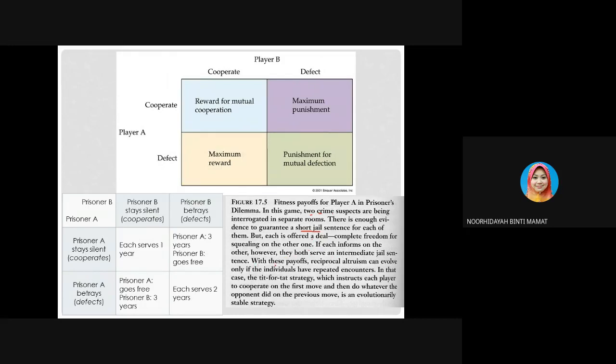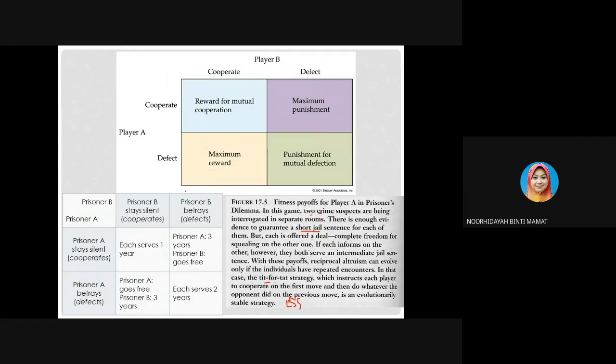Okay. With this payoff, reciprocal altruism can evolve only if the individuals have repeated encounters. In that case, the tit for tat strategy, which instructs each player to cooperate on the first move and then do whatever the opponent did on the previous move, is an evolutionary stable strategy. We talked about the ESS in the previous study, so we also call it the ESS here.